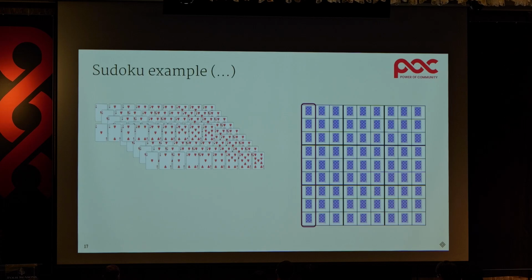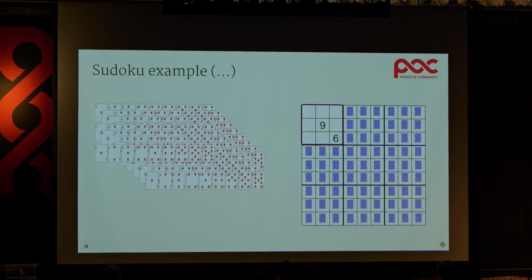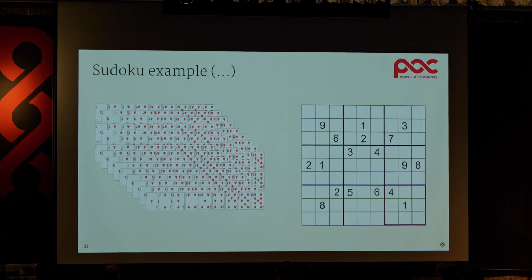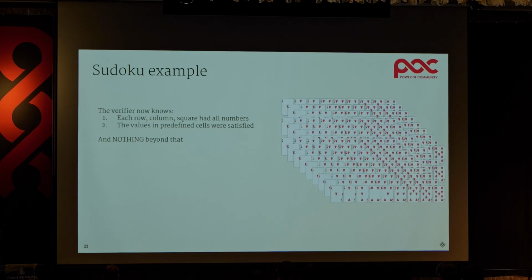We then switch to columns, and then we go through all the individual squares, repeating the same shuffle, give to verifier, shuffle, give to verifier. And in the end, what happens is the verifier checked that each row had all the cards from 1 to 9. Each column had all the cards from 1 to 9. And each of the predefined squares has all the cards from 1 to 9.